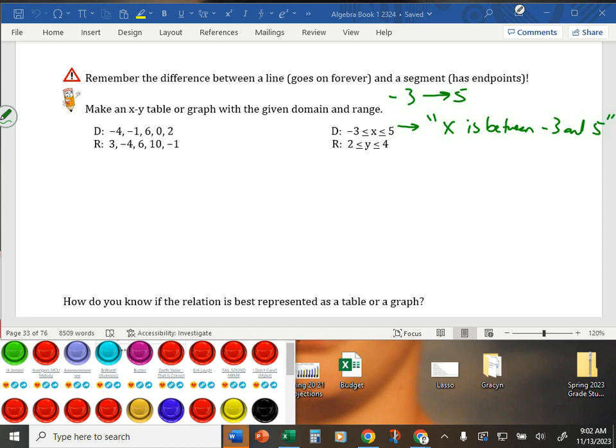But anyway, this first one, does that represent a function table or a graph? Where the domain is -4, -1, 6, 0, 2. The range is 3, -4, 6, 10, -1. Is that a function table it's describing, or is it something on the coordinate plane? And how do you know? Because there's no graph. Well, there's no graph, but this one does represent something on the graph. There's no graph here either. The way these numbers are written out, does it tell you it's a table? There's really no table here either, right? So the way these numbers are presented, does it tell you it's a table and not a graph?